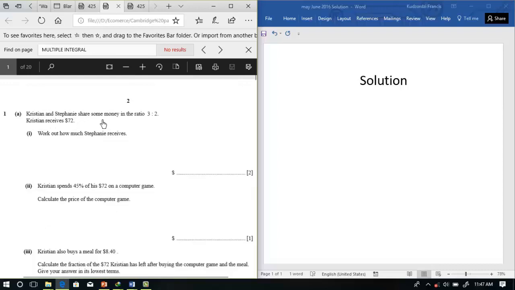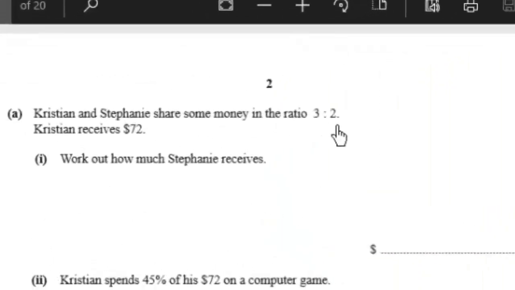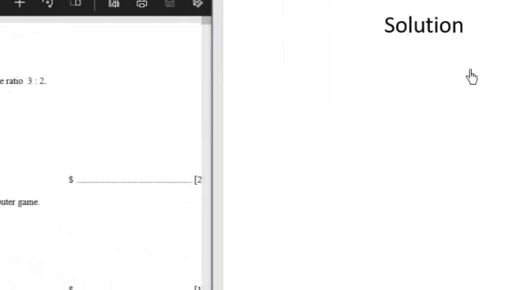Christian and Stephanie share some money in the ratio 3:2. Christian receives $72. Work out how much Stephanie receives. You know, the amount Christian received plus that of Stephanie will give us the total amount. So we need to know how much was shared. We can use Christian's amount received to find that.